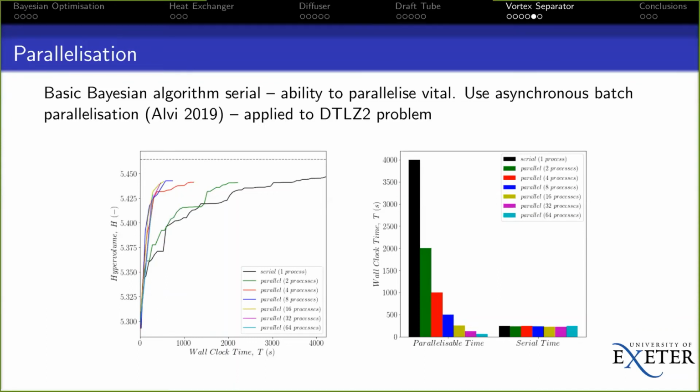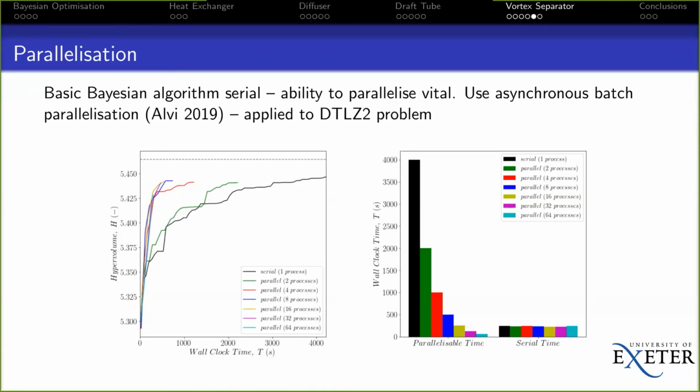My computer science colleagues want to run the Bayesian process in serial mode, so one evaluation after the other, because in their terms, that's the most efficient way of doing it. So I'm sure you can appreciate in the real world and in terms of CFD, we have access to big computers with thousands of processing elements. We want to run this in parallel. So we've investigated techniques to do this, in particular asynchronous batch parallelization, developed by Alvey in 2019.